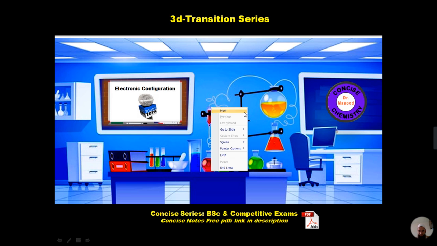This is our topic today, that is the electronic configuration. So we will talk about the electronic configuration of the 3D transition series. Besides this, there will also be a concise note. A note that you can use for exam purposes.